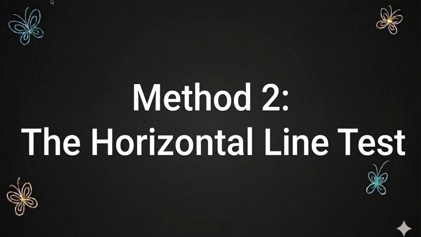What about when you're given a graph? How do you identify if a graph is one-to-one or not? You have to check if it passes the horizontal line test, which means that if you draw a horizontal line and it touches it at exactly one point, then it's one-to-one. If it's more than one, then it's not a one-to-one function.